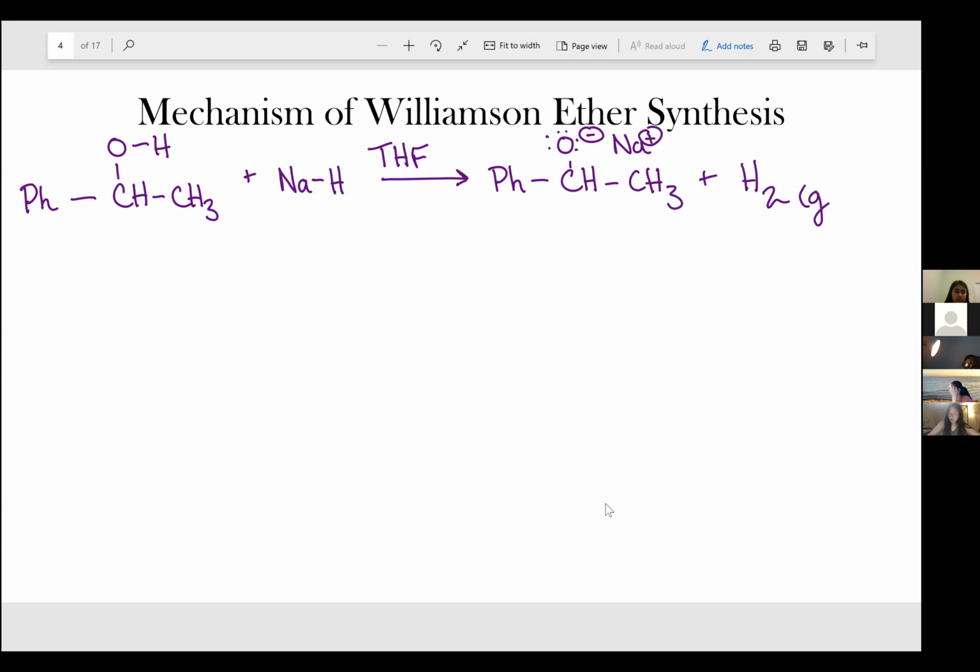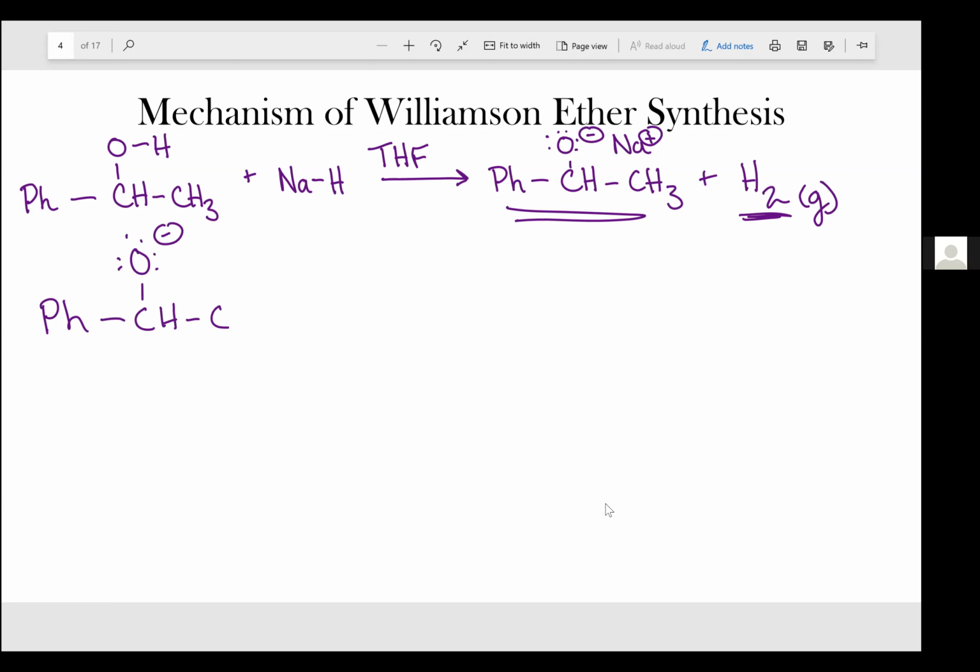And that's going to also give us H2 gas. And if you'll remember from Wednesday's lecture, the H2 gas is going to be the driving force of the reaction, because as the reaction goes on, it'll bubble out of solution. And so let's continue that reaction. Let's take this product and then create the ether. Just going to treat it with a primary halide. Let's do I attached to CH3.